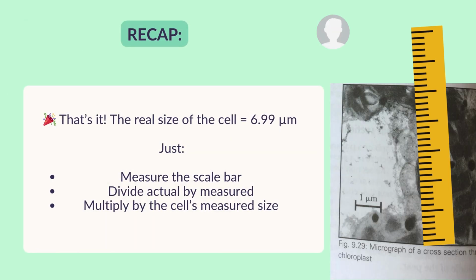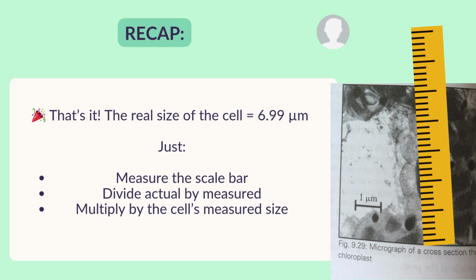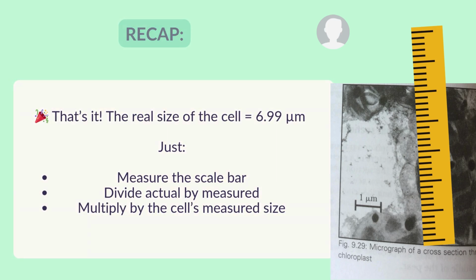So let's just recap. Measure the scale bar. Divide the actual by the measured. Multiply by the cell's measured size.